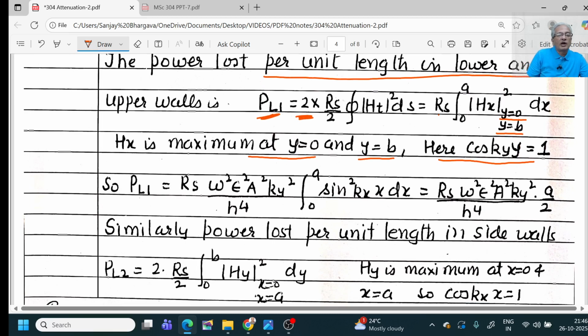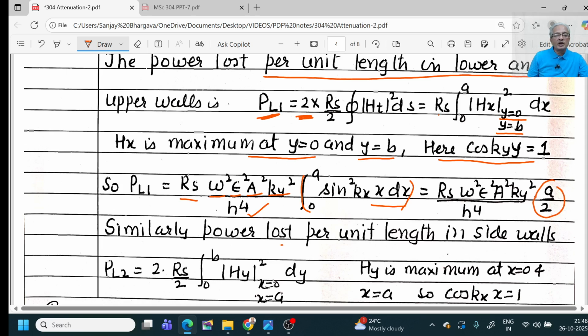Now PL1 therefore would be given by Rs omega square epsilon square a square ky square upon h power 4, integration 0 to a, because x varies from 0 to a and y varies from 0 to b, sin square kx x dx. So what would be the integration here? It would be equal to a by 2. So that is what is a by 2.